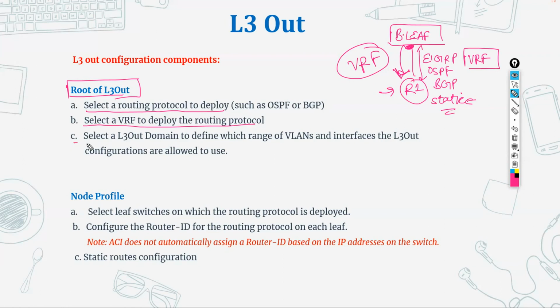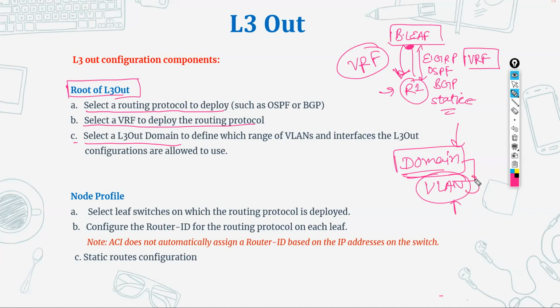Third one is we need to select a layer 3 domain, right? If you remember the previous sections, we have the domain, like the physical domain and VMM domain, etc. And in the domain we have the VLAN pools, correct? So we need to define the VLAN pool which is attached to the domain. So the VLANs which are part of that pool are only allowed on that particular domain, or the device that is going to attach on that particular interface, only those VLANs are allowed.